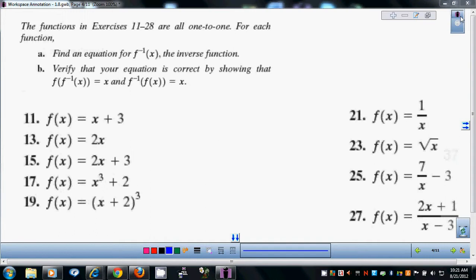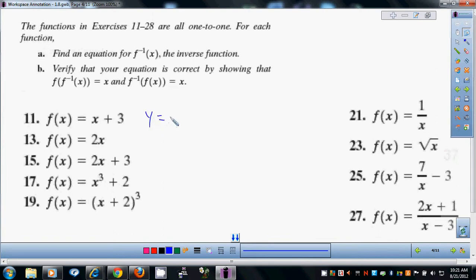Part A, find an equation for the inverse. So you have to find your own inverse. They're not going to give you two. The procedure for finding your own inverse: step 1, for every one of these, rewrite the original equation with a y instead of an f of x. Yes, ma'am.